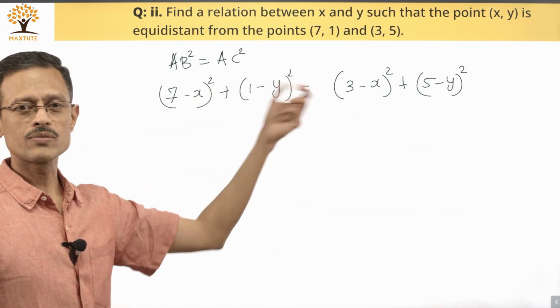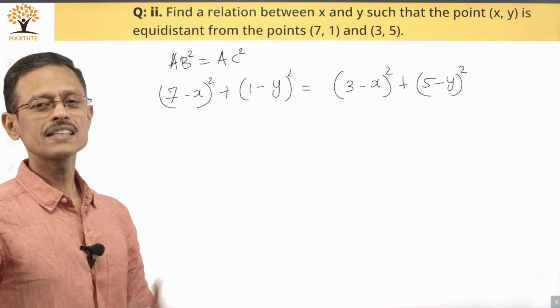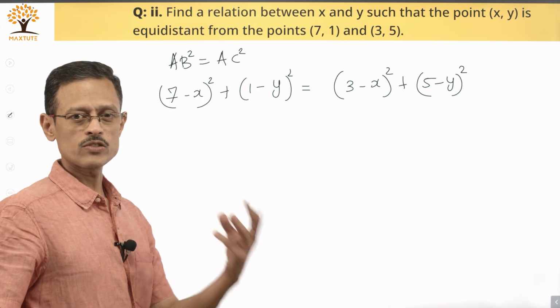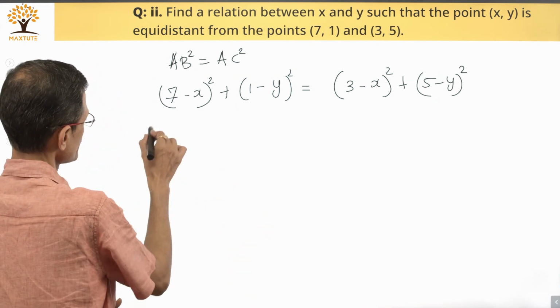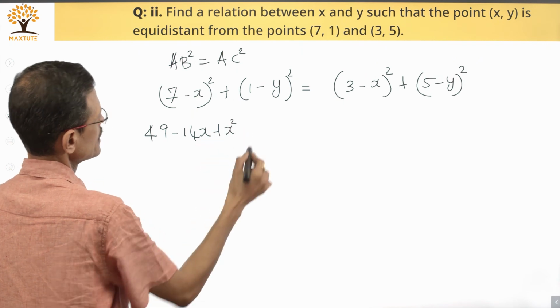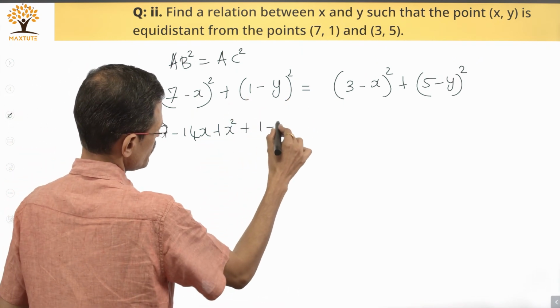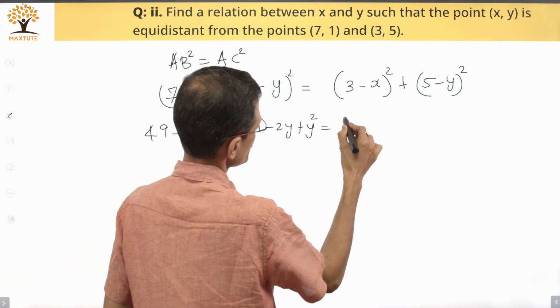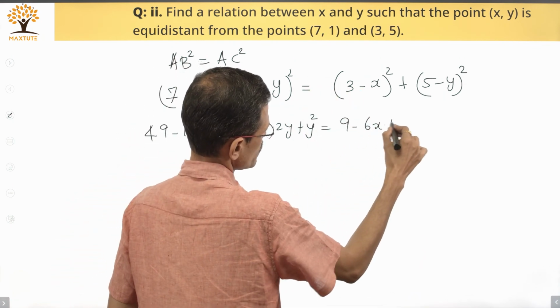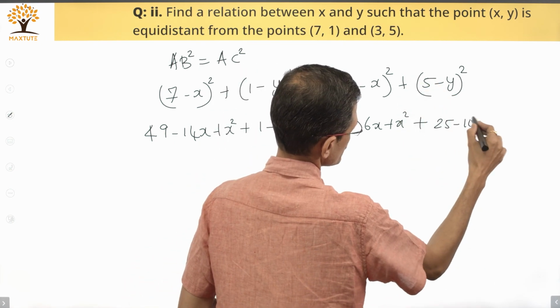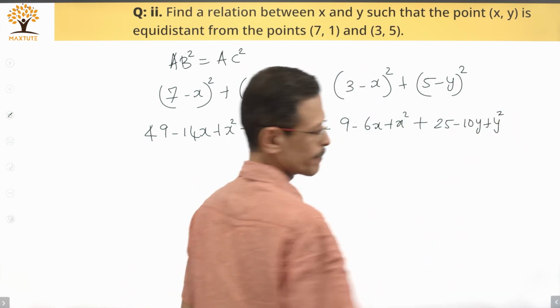Expand all 4 terms on either side of the equation and then we will arrive at the relation between x and y. So, this is of the form A minus B the whole square, which is A square minus 2AB plus B square. In this case it is going to be 49 minus 14x plus x square. Correspondingly, the second term will be 1 minus 2y plus y square. This is equal to, the third term is 9 minus 6x plus x square and the fourth term is 25 minus 10y plus y square.